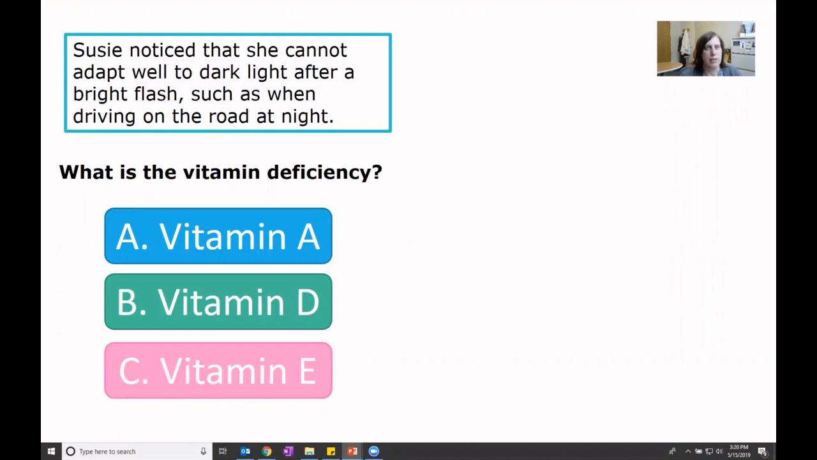Here's our first one. Susie notices she cannot adapt well to dark light after a bright flash, such as when driving on the road at night. What is the vitamin deficiency? Vitamin A, vitamin D, or vitamin E?